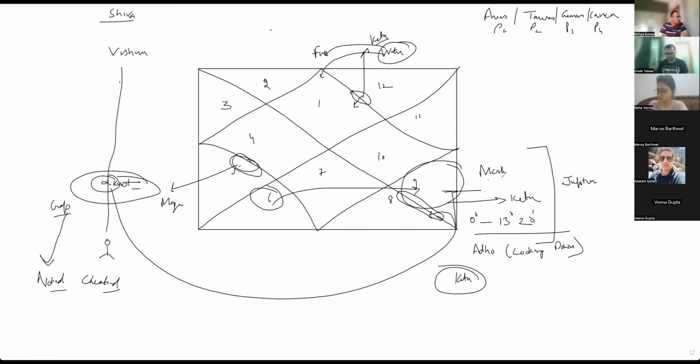Out of these three Gandhantas, the Gandhanta of Ashwini, the Gandhanta of Magha, and the Gandhanta of Moola, the most powerful Gandhanta is the Gandhanta of Moola. Make a note of this thing. It is very severe. It is extremely severe.